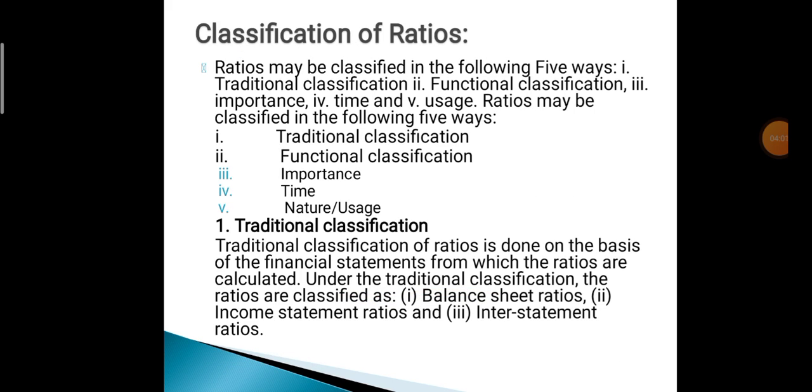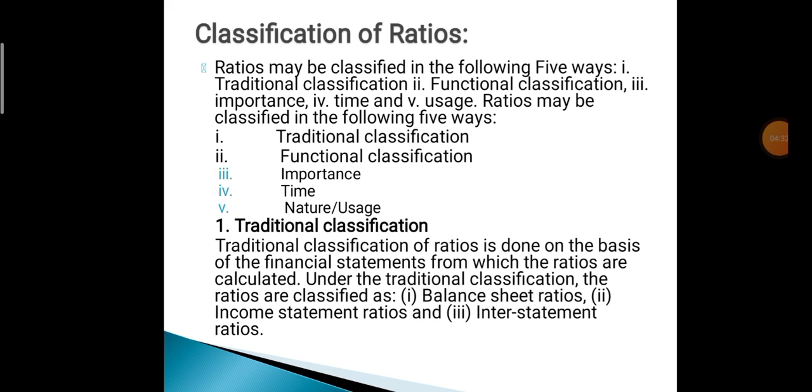Coming to the classification of ratios. Ratios have been classified into 5 methods. First one is traditional classification. Second, functional classification. Third is classification according to the importance, fourth is classification on the basis of time, and the fifth one is classification on the basis of usage.